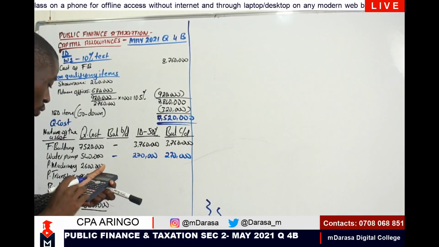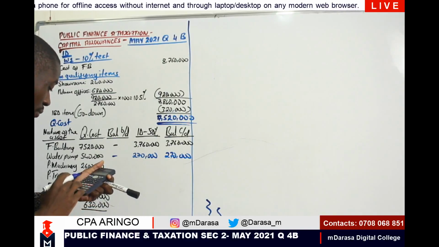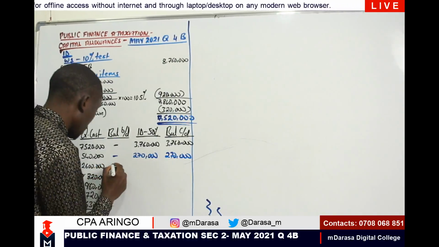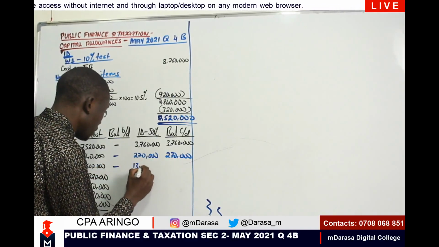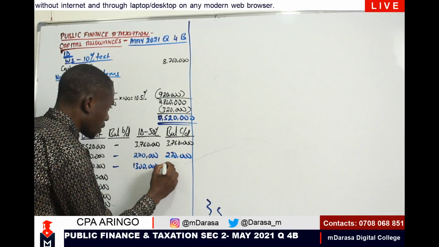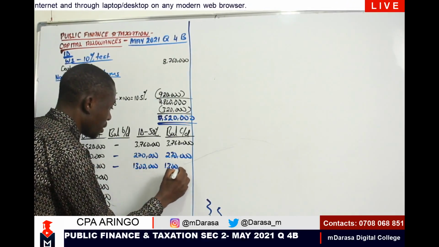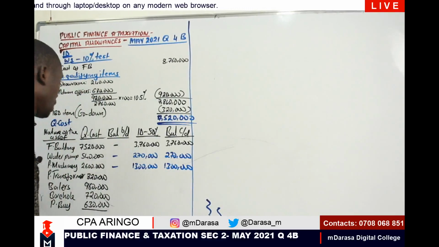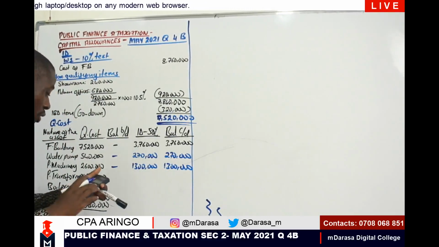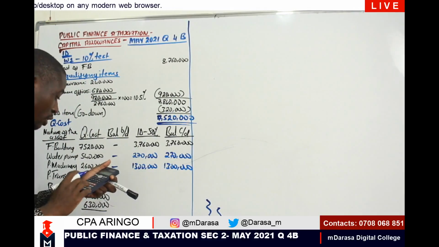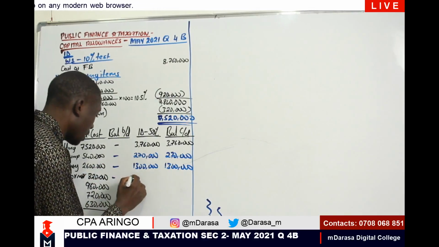Processing machinery, talk of 2.6, divide by 2, I'm having 1.3. That means that also balance carried down will be 1.3 because it is 50-50, right? Power transformer, 820. We divide by 2, that should give us 410,000.